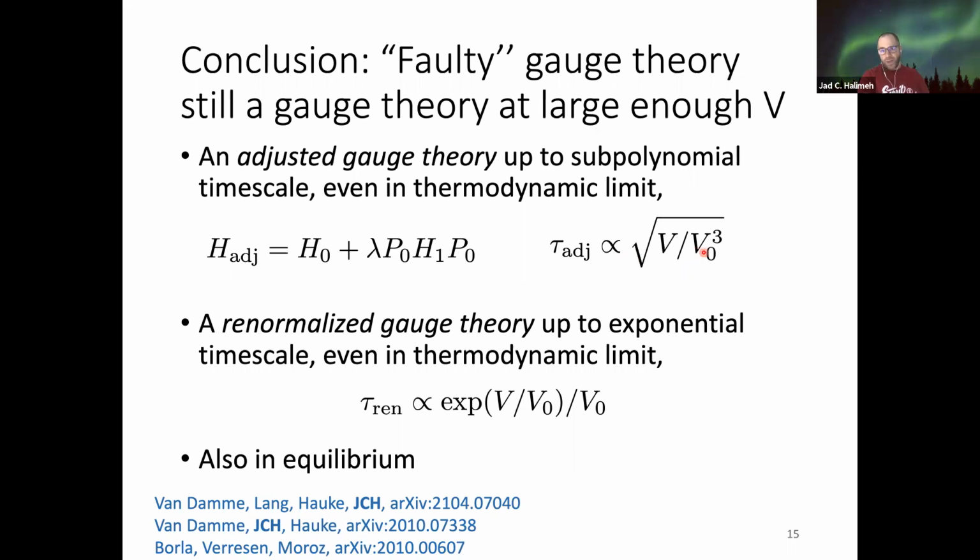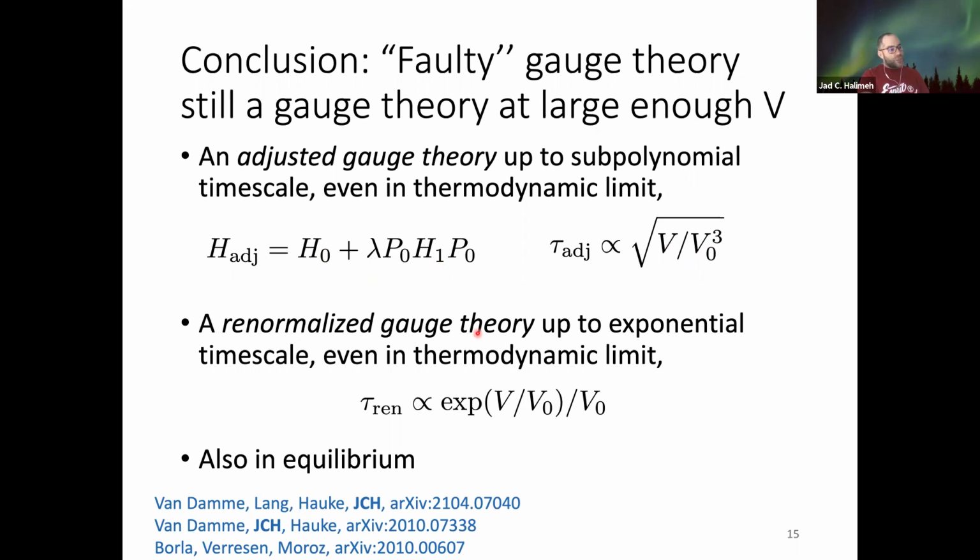So V naught is some energy factor that depends on the microscopic parameters of your model. And V is the energy protection strength. So you see there's absolutely no size dependence here. And your adjusted gauge theory looks as follows. It's an exact gauge theory. So you can prove this using constrained dynamics.